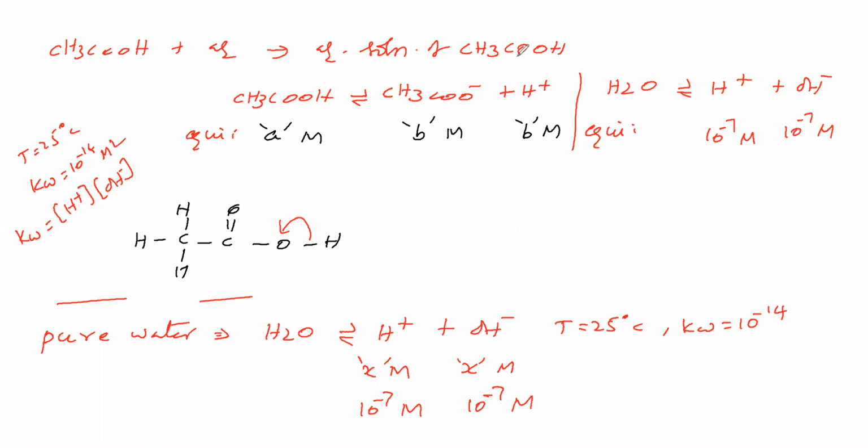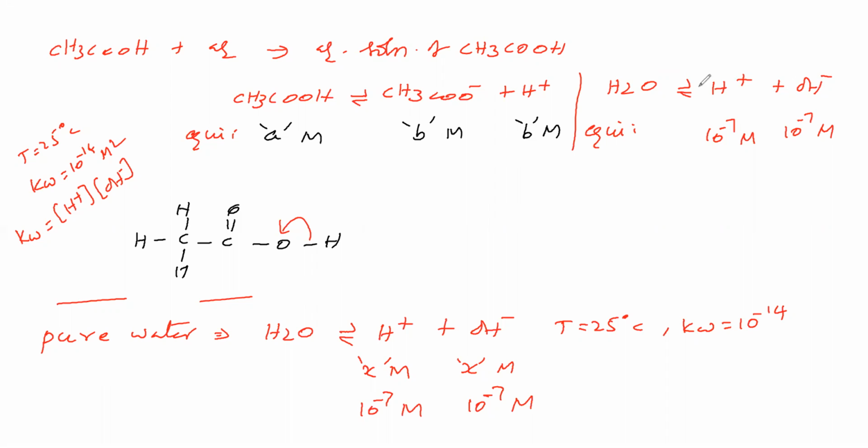Take even an aqueous solution of base. In that also, this equilibrium will be there, and Kw equals 10 power minus 14 molar square. So whatever aqueous solution you take, whatever acid or base, Kw will remain the same if we keep the temperature the same. Therefore, the Kw for pure water is the same even for an aqueous solution of acetic acid at 25 degrees Celsius, provided the temperature remains the same.